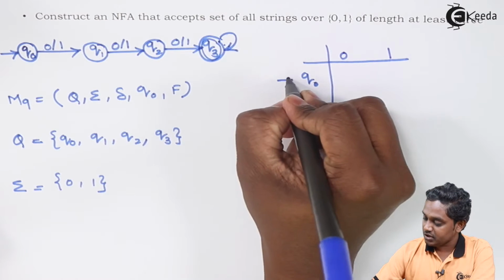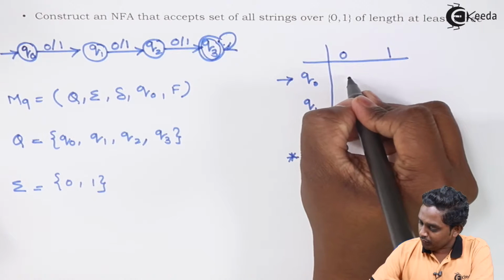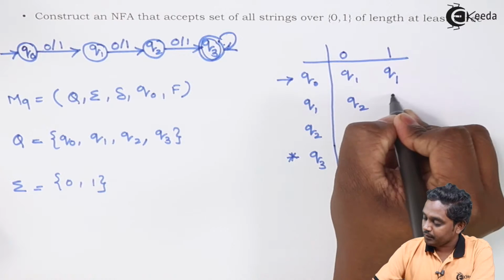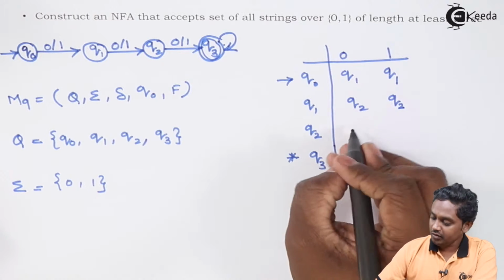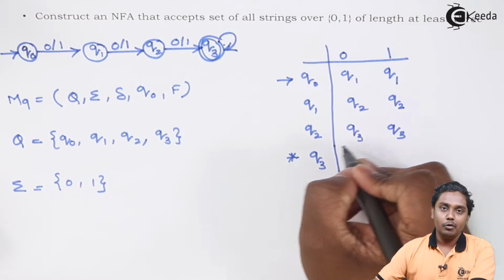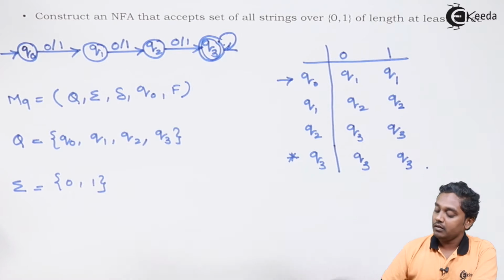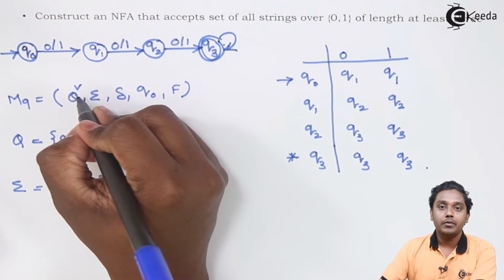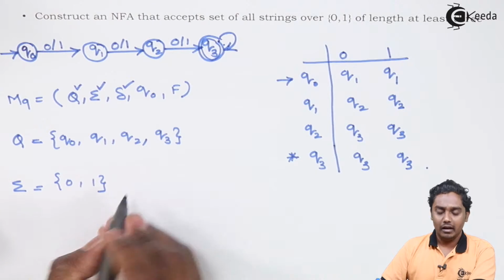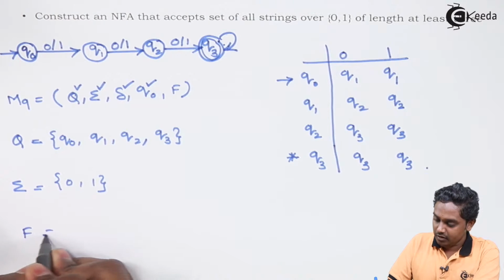Let's mark the initial state Q0 and the final state Q3. On 0 or 1, Q0 has a transition to Q1. Similarly, Q1 has a transition to Q2. Q2 has a transition to Q3. Q3 is the final state. For further symbols, Q3 will have a transition to itself. So we have seen Q, sigma, and delta. Q0, as already mentioned, is the initial state and F is the final state. Here it is going to be Q3.